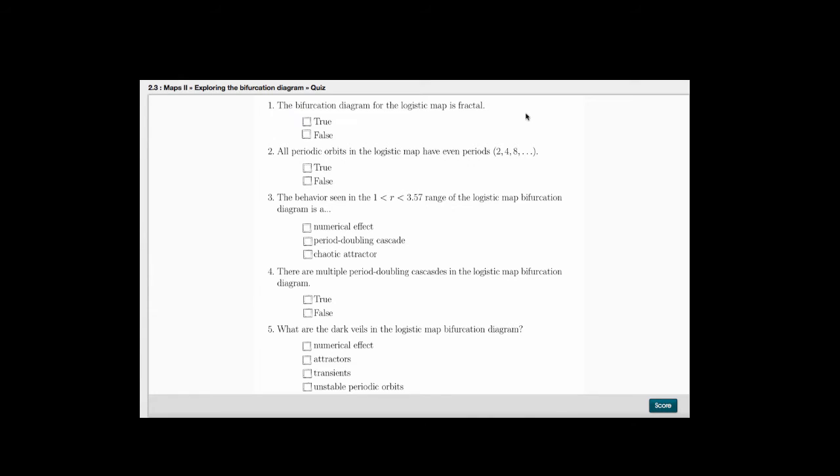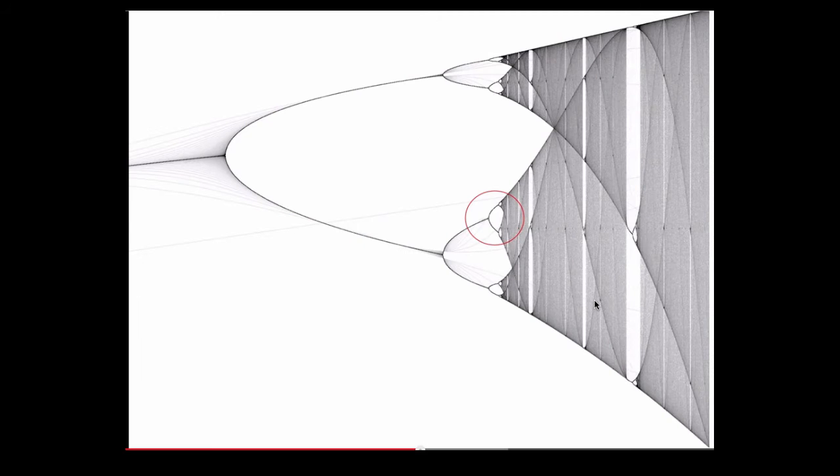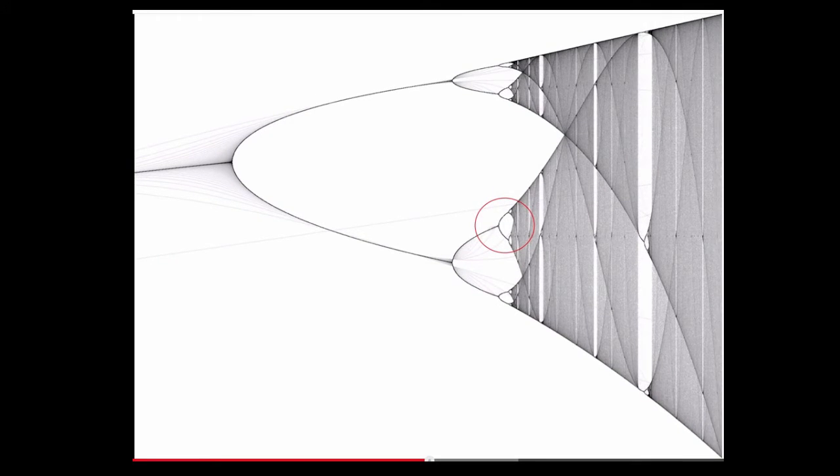The first question is whether or not the logistic map bifurcation diagram is in fact fractal. To answer this question, let's look at the bifurcation diagram. As you can see, the bifurcation diagram is in fact self-similar. By self-similar, we mean the small-scale structure, like that seen in the red circle, is similar to the large-scale structure seen in the entire window.